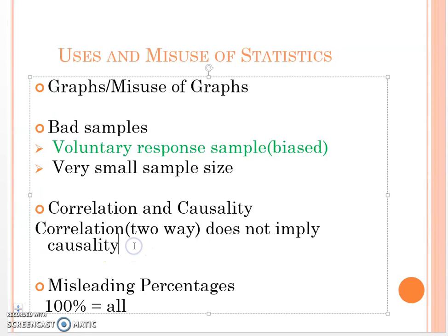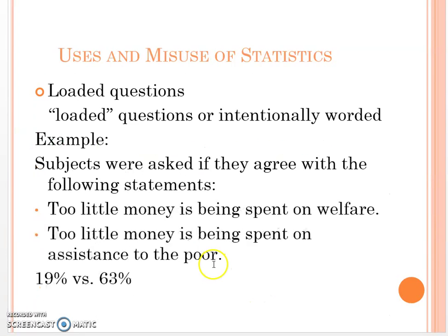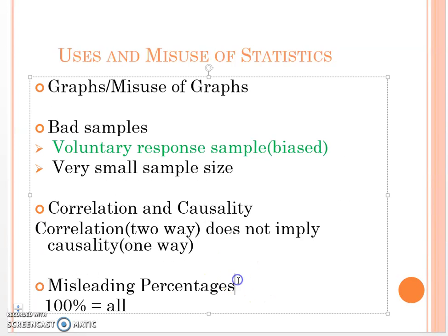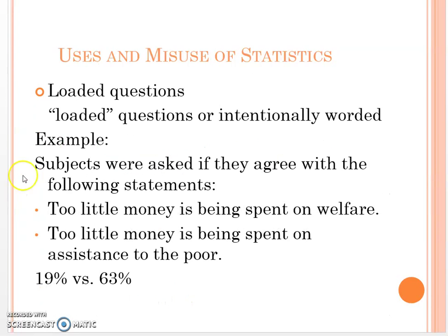While causality means only one way. Misleading percentage is also a misuse of stats. Just remember, 100% equals all. Some of the survey questions can be loaded.